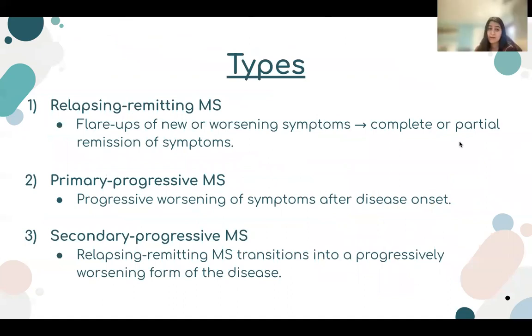There are three types of MS: relapsing remitting, primary progressive, and secondary progressive. In relapsing remitting MS, there are flare-ups of new symptoms, which leads to complete or partial remission of symptoms. In primary progressive MS, the symptoms progressively get worse after the disease onset. In secondary progressive MS, the relapse remitting MS transitions into a progressively worsening form of the disease.